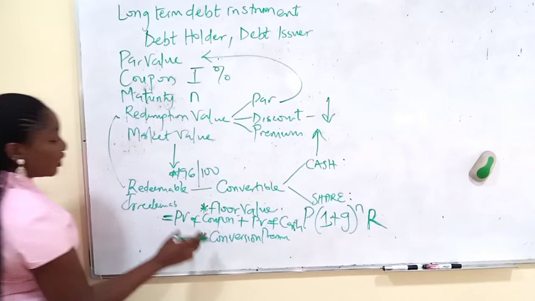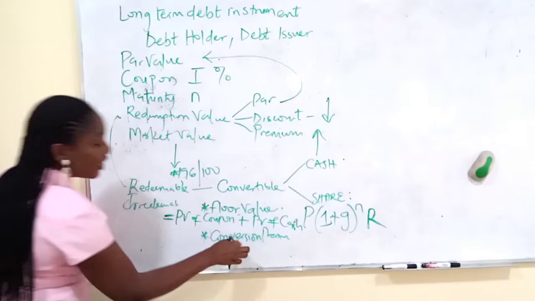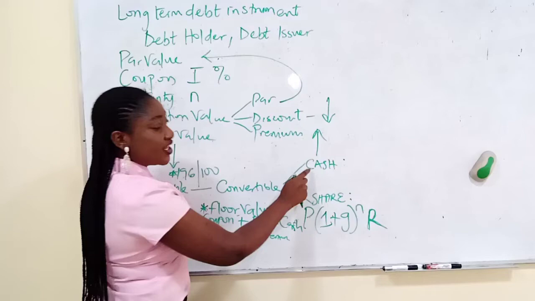I'll explain better. This is what somebody is supposed to get normally. A debt holder should get the coupon and the cash redemption. Then the conversion premium comes in when the share value is actually higher than the cash, so it means that the investor will pick the share. So they can ask you to calculate the conversion premium.